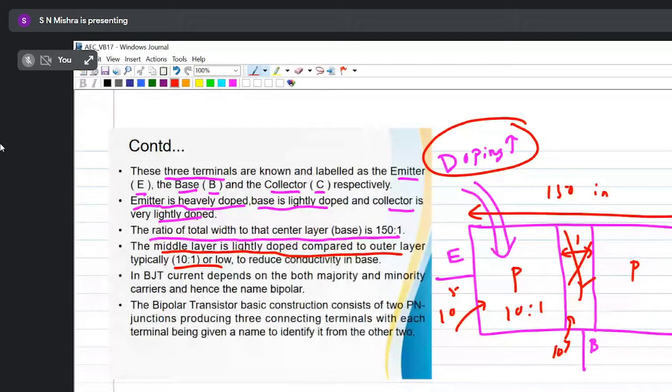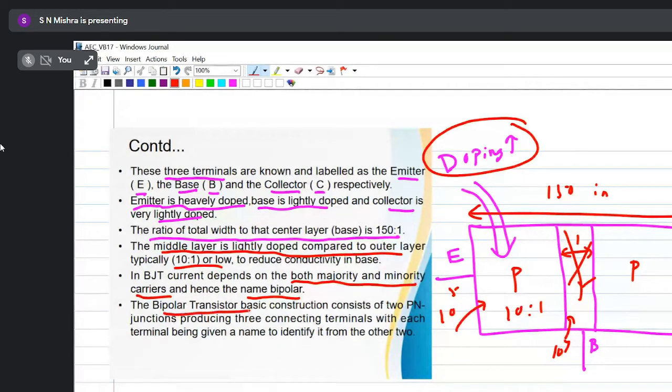And BJT is a current controlled device. You remember all these points are short questions. BJT is a current controlled device and depends on both majority and minority carriers, hence the name bipolar. As I already told you, two types of carriers, electron and hole, one majority, one minority, both contribute to the current flow, so that's why it is called a bipolar junction transistor.